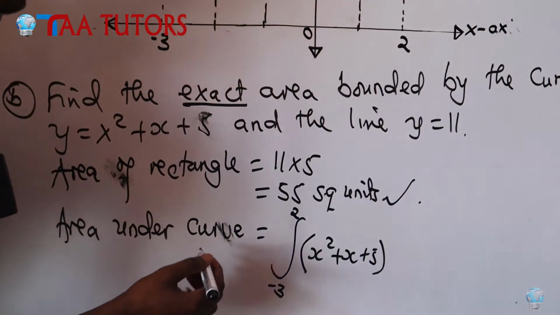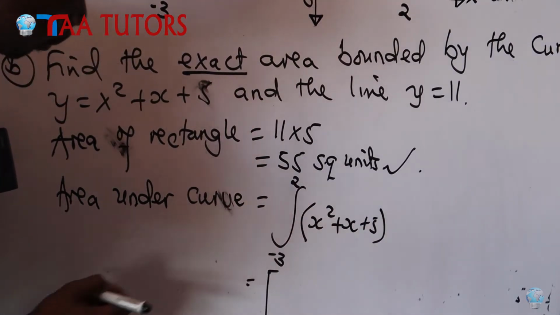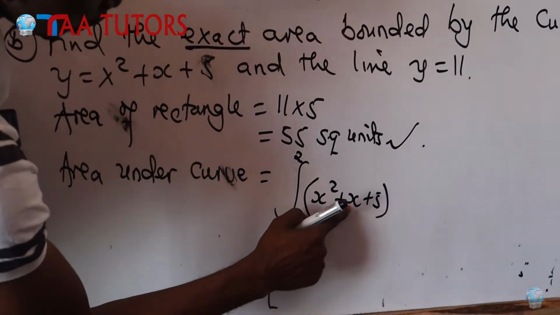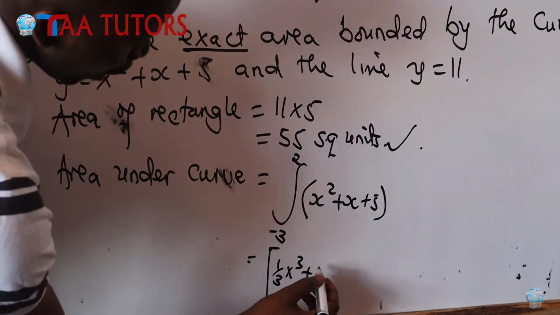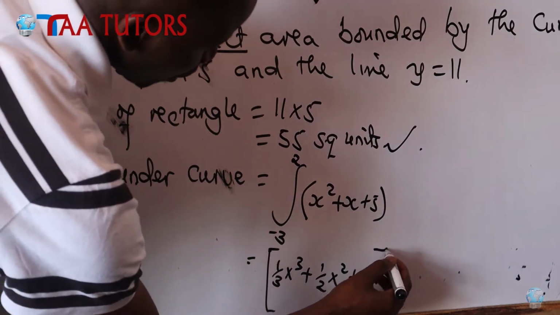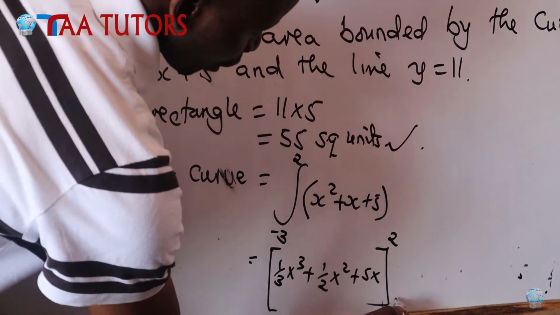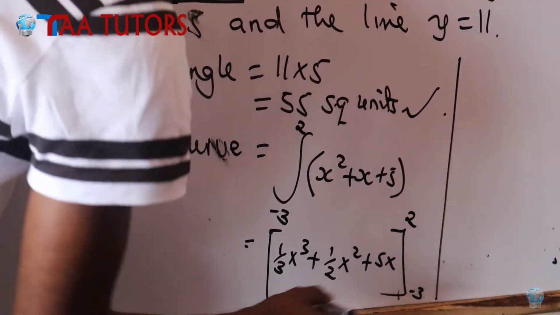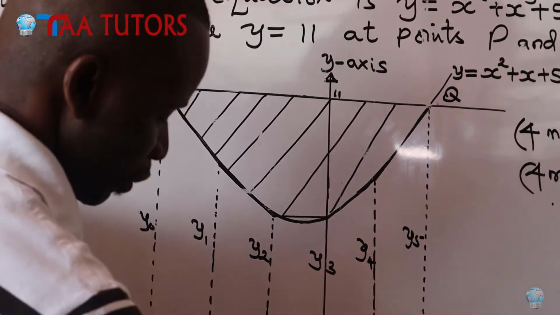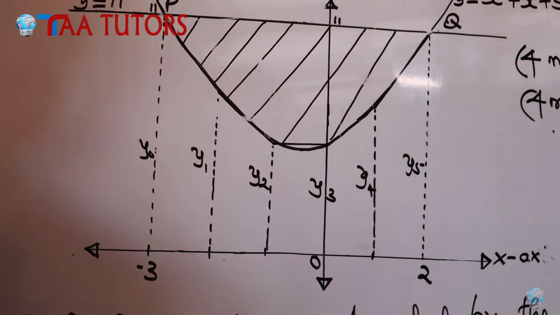So if we integrate x squared, I add 1 there, it will be x cubed over 3, so a third x cubed, plus 1 plus 1 is 2, so a half x squared, plus 5x plus c. But in this case we don't need to write c because c will self-eliminate. The upper limit is 2, the lower limit is -3. Remember that if the curve is positive, above the x-axis, all of it, we don't have to separate it. But if one part was below and one part is above, you have to do this differently.